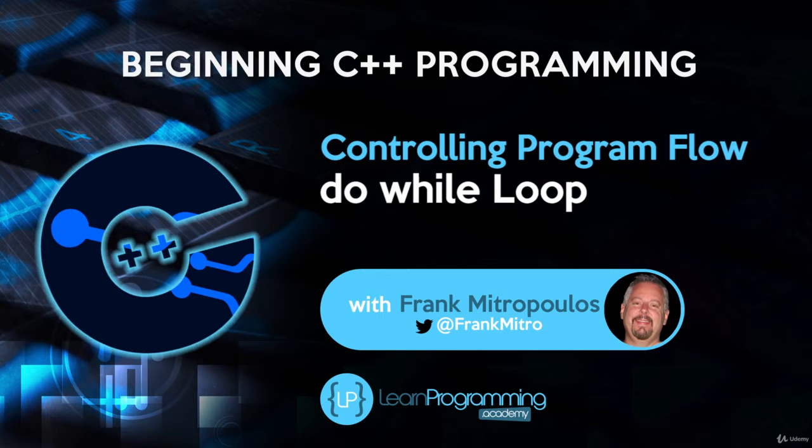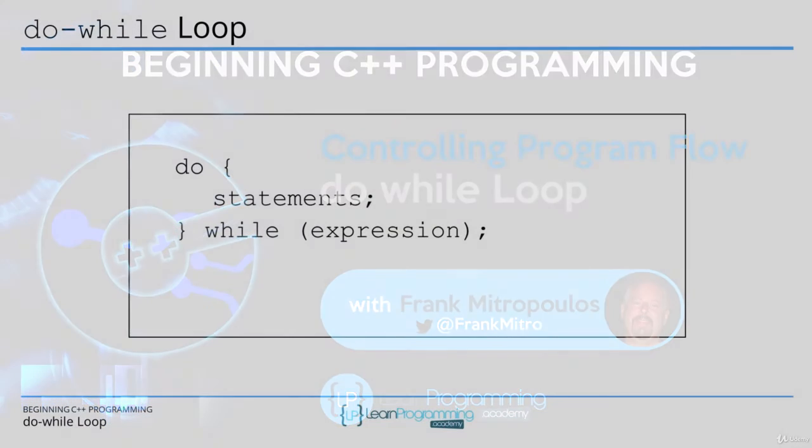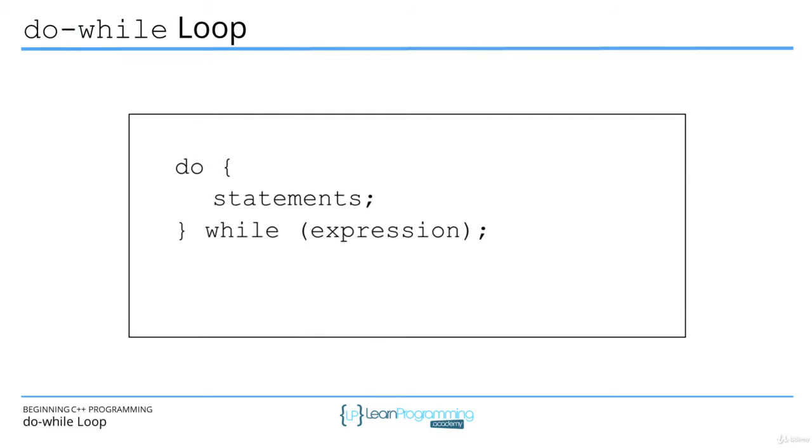In this video, we'll look at the last looping construct in C++. It's called the do-while loop. The do-while loop begins with the do keyword followed by a block statement, then the while keyword followed by the loop control expression in parentheses. Notice that you need a semicolon at the end of the do-while statement.